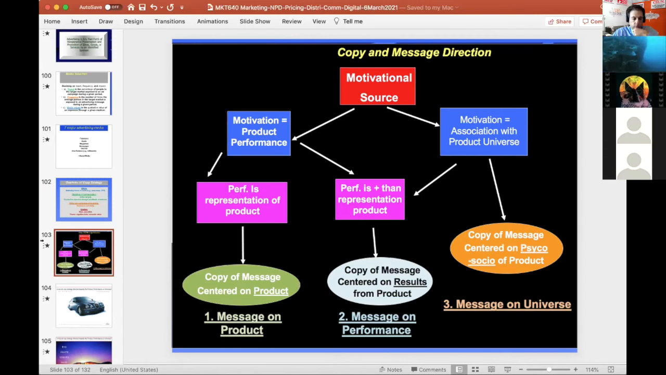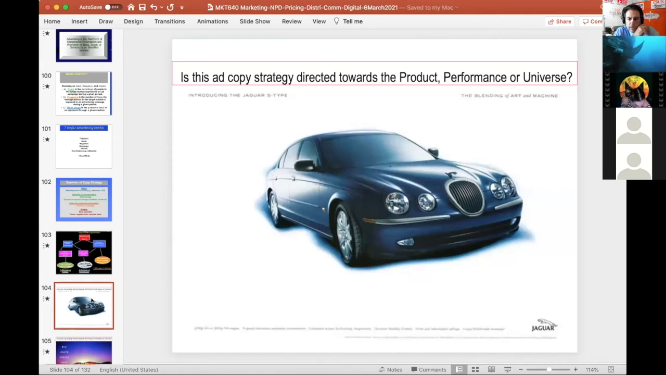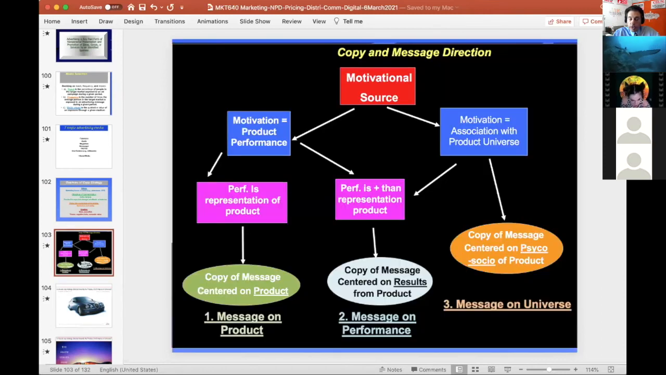We're going to look at some. So remember that: product, performance, and universe. This ad is showing this car. Is it showing the product, the universe, or the performance, the result? This ad is essentially just showing the car. So this is an ad which is focused simply on the product. See, 1 product, 2 performance, 3 universe.